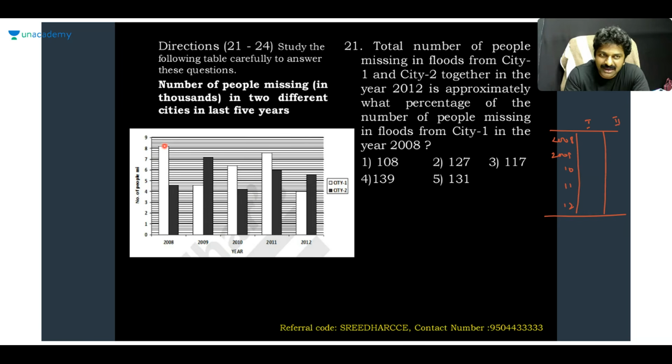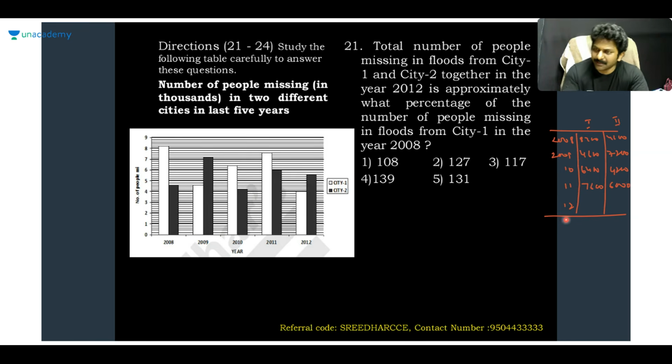So this value is 8,200, 4,600. 2009, 4,600, 7,200. Next, 6,400, 4,100, 4,200. Now, it is 7,600 and then 6,000.